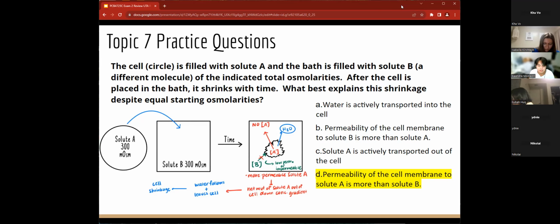In this case, solute A is not being actively transported. It's actually being passively transported because it starts from an area of high concentration within the cell and it's moving out of the cell into the solution, which has no solute A. So essentially, because it's going from high to low concentration, it's going to pass through either facilitated diffusion or simple diffusion. All right, I think you go on.